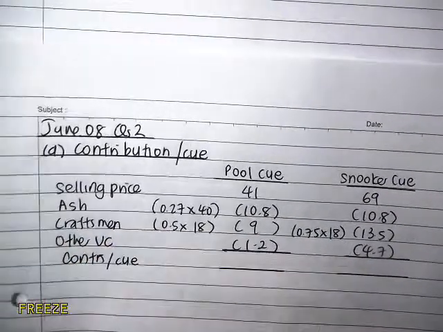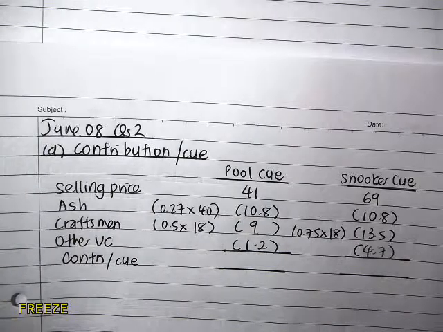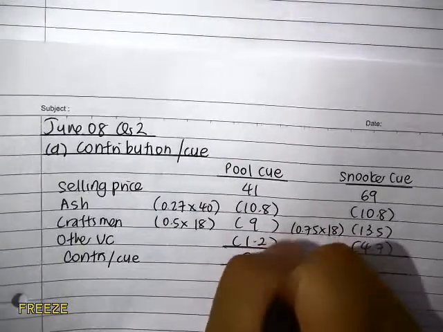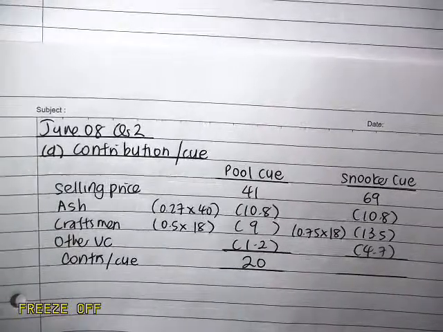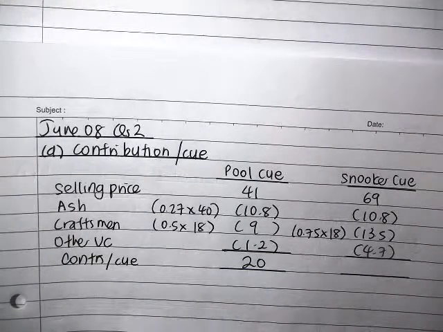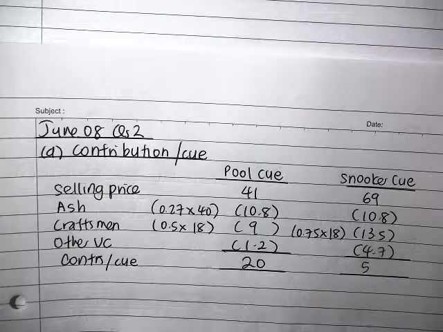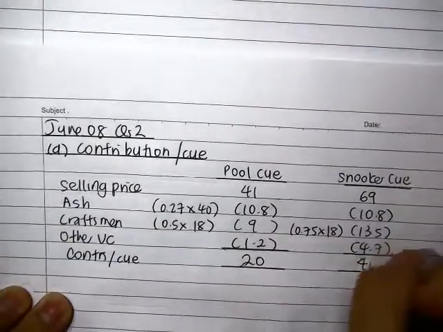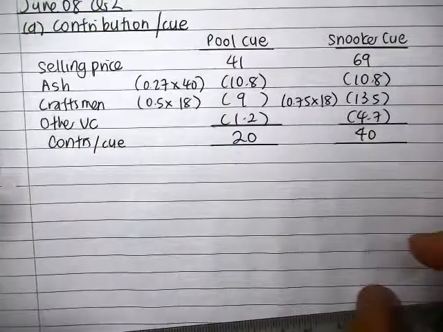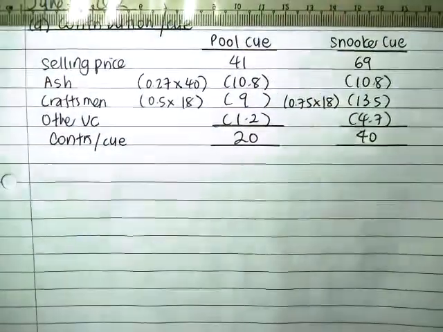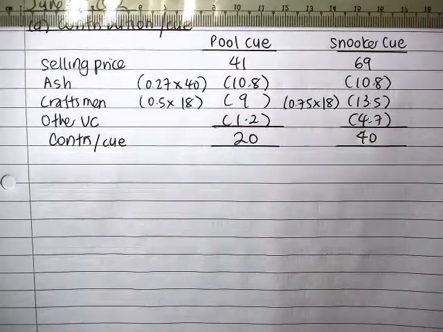Contribution per Q will be 20. $52. So high. 40. Hey, this one also look at my answer, man. Come on, your contribution more.